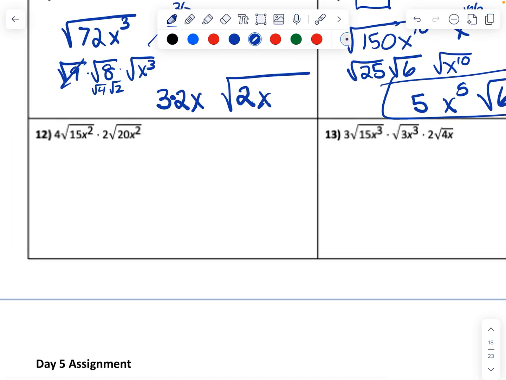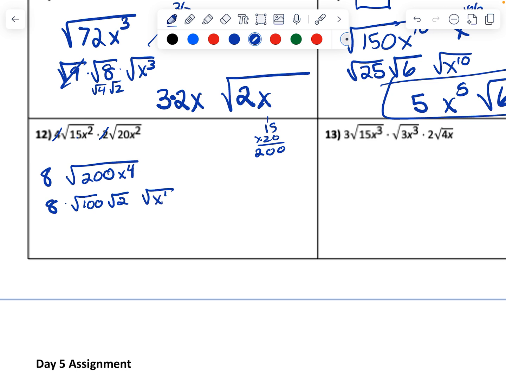All right, how about this next one? Well, on the outside, there's going to be an 8. What is 15 times 20? Times the square root of 200 x to the 4th. Well, this is 8 times the square root of 100 times the square root of 2, square root of x to the 4th. So square root of 100 is 10, so 8 times 10. Can't take the square root of 2. This is x to the 4 over 2, so that's x squared.